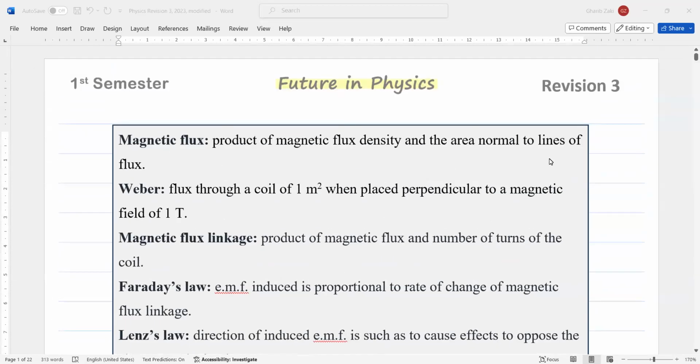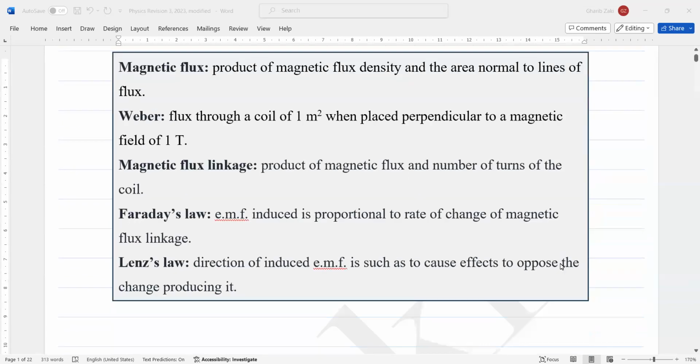Okay, in revision 3, we start by looking at the definitions that we need to memorize. The first definition is the definition of magnetic flux. It is the product of magnetic flux density and area normal to the lines of flux. Weber is the unit of magnetic flux. It is the flux through a coil of 1 meter squared when placed perpendicular to a magnetic field of 1 Tesla. Magnetic flux linkage is the product of magnetic flux and the number of turns of the coil.